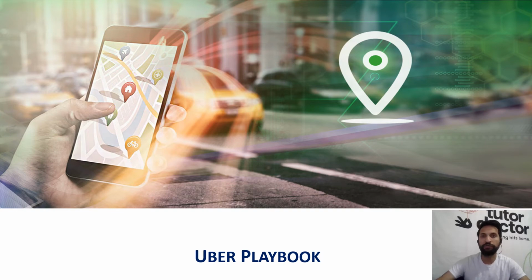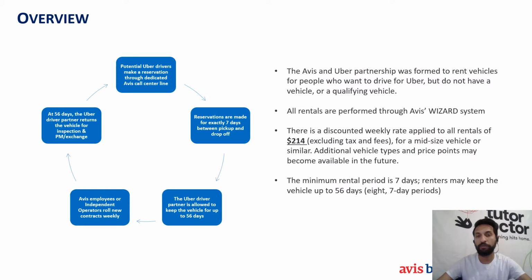This is a quick tutorial on how to process an Uber rental. A couple of the highlights: Uber rentals are always a minimum of 7 days, at least for the first one, and they should all have the AWD number. All drivers should have a Wizard profile already, and the pricing is based on $214 for the week plus tax, which comes to $254 and some change.